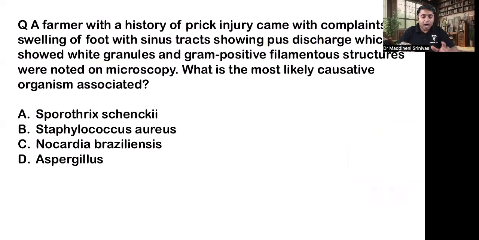Okay, a farmer with a history of prick injury. Farmer prick injury should think of the subcutaneous mycosis. So mycetoma, chromoblastomycosis, or you should also think of sporotrichosis. Okay. So next, what is given in the question? Complaints of swelling of the foot. Sinus tracts are present. Pus discharge is present. Granules are present. So you are able to see that there are GST. Granules, sinus tracts, and tumefaction, that is swelling. Okay, so probably we are discussing about Madura foot or mycetoma, in which we can see this triad of GST.